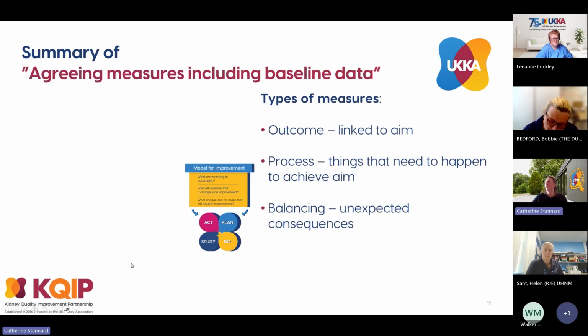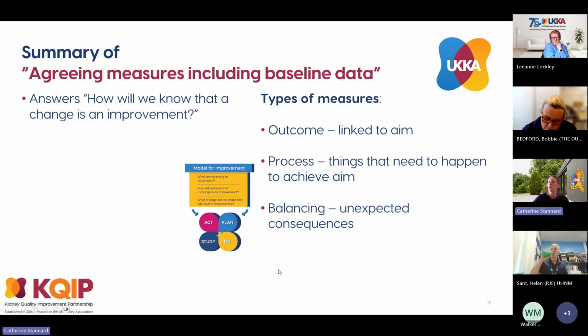So in summary, there are 3 types of measures in measuring for improvement. There's outcome measures, which are linked to your aim and clinical outcomes that have an impact on patients. There's process measures, which are the things that need to happen to achieve your aim. You also need to measure them for the duration of your project. And then there's balancing measures, and those measure the unexpected consequences of what you're doing. And because you're doing something in a real world setting, it's really important to have those measures so you get a full understanding of the impact of your change before you roll it out.